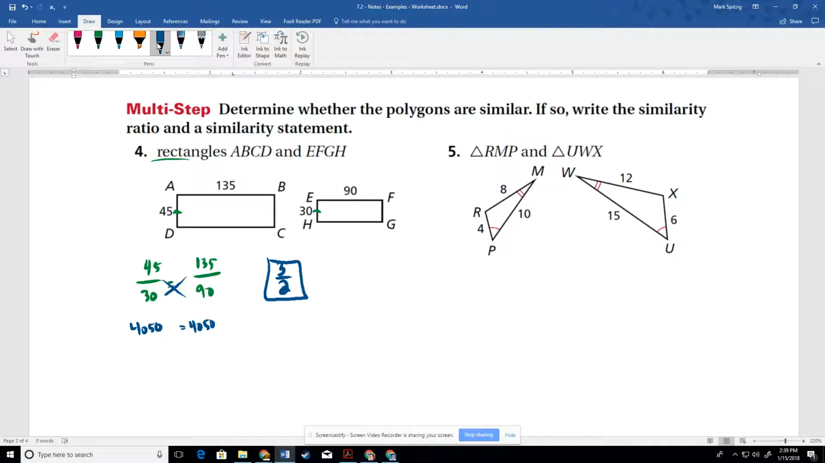So I'll say rectangle ABCD would be similar to, hang on one second. Well, we can do this. We could look at AB as the top side, right? So we could do EF, GH. Actually, it's in order. EF, GH.